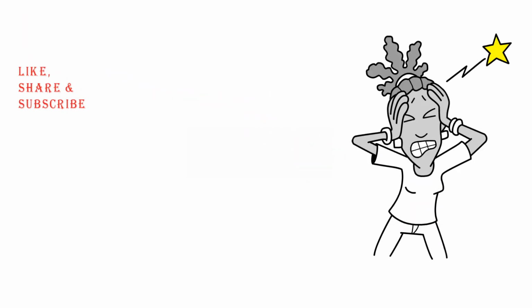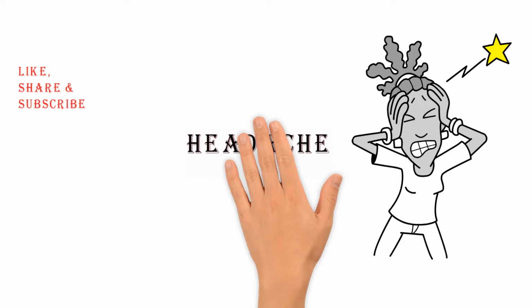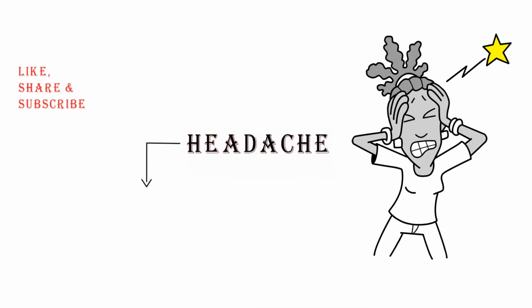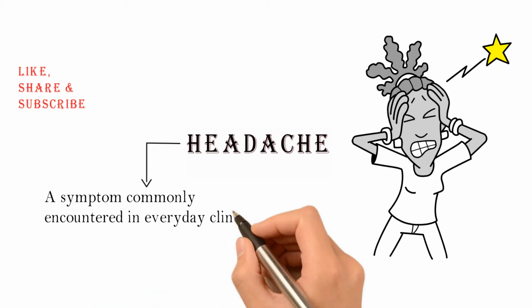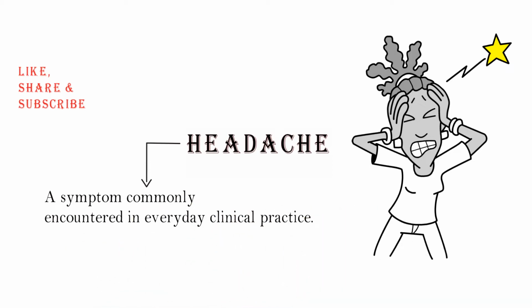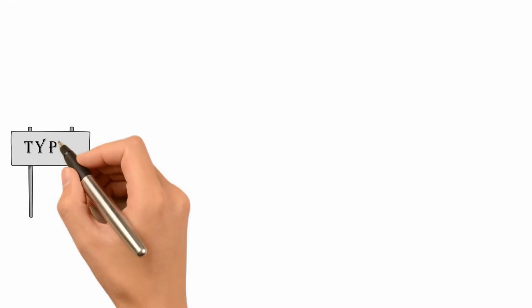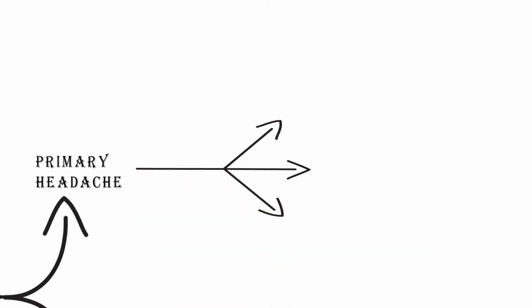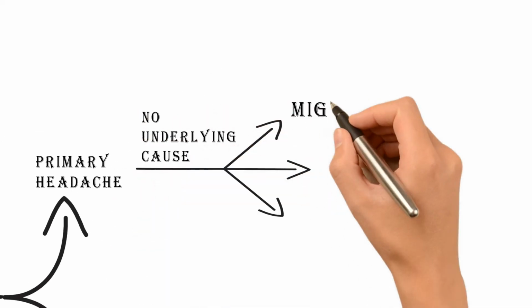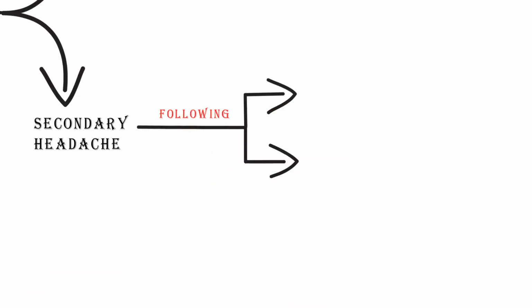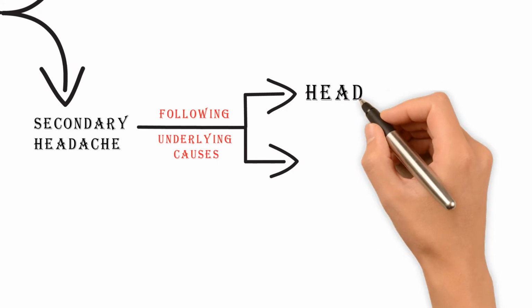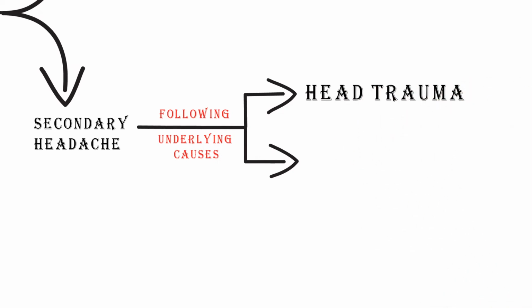Today, we are going to have a brief overview of headache, because it is the most commonly encountered symptom in our everyday clinical practice, and according to the WHO, it is one of the 10 most common causes of functional disability. Headache may be primary, with no underlying cause, such as tension-type headaches, migraine, and cluster, or secondary headache that always has an underlying cause, such as head trauma or infections.